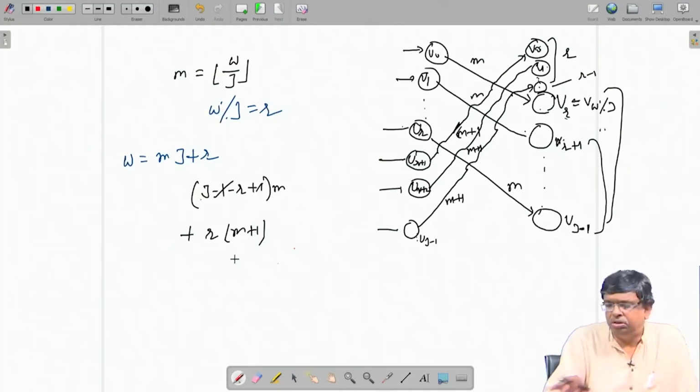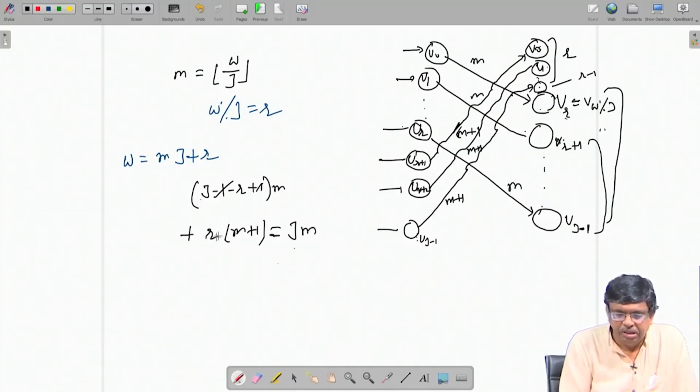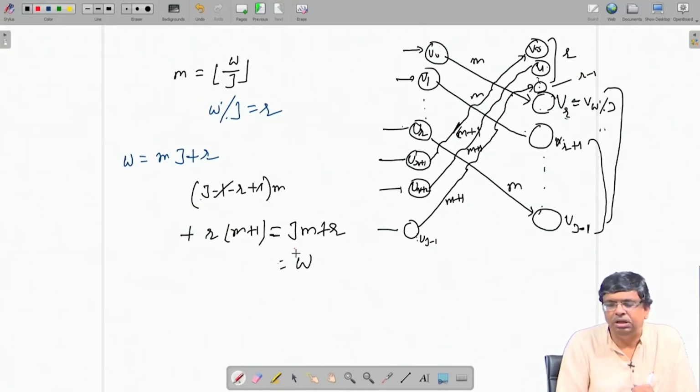If I see what is the total number of delay when they are added in all the edges after unfolding, what is that? So, minus mr and plus mr cancels. So, what you have is j m plus r, that is all, which is nothing but m j plus r, which is w. This is very interesting. That is, if the original delay in terms of the original input cycle in that edge is w.